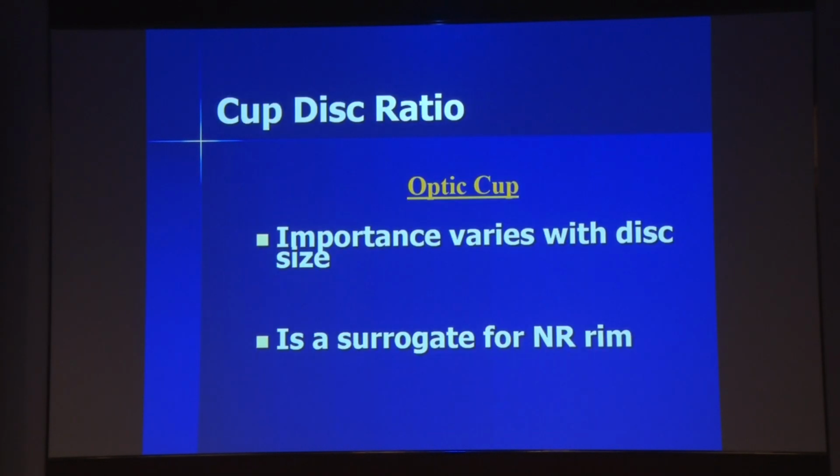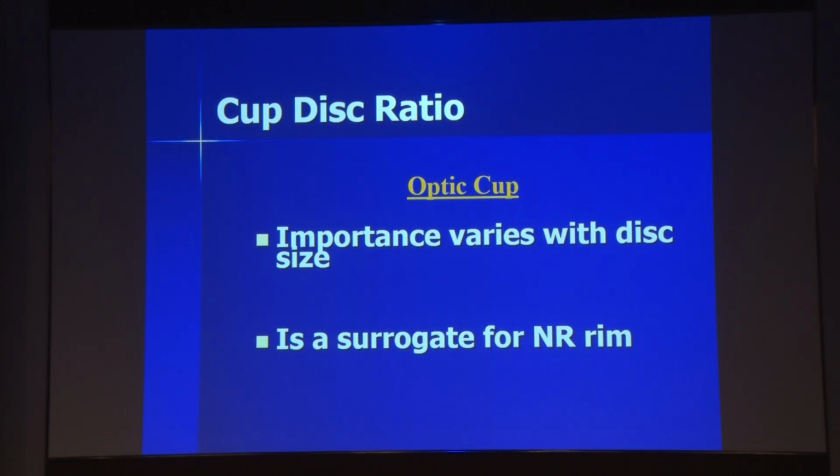So the importance of the cup varies with the disc size. That is the reason why, the moment you look at the optic disc, you must make a forced decision whether you are looking at a small disc, a normal size disc, or a large disc. And then you have to correlate it with the optic cup, and what stands out is that it is only a surrogate for the neuroretinal rim. This correlation between the size of the disc and the optic disc cup is a surrogate for the neuroretinal rim.